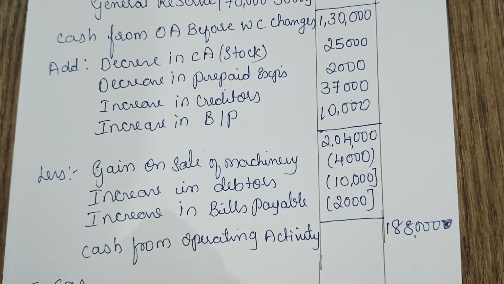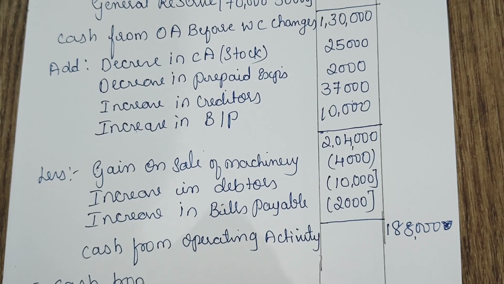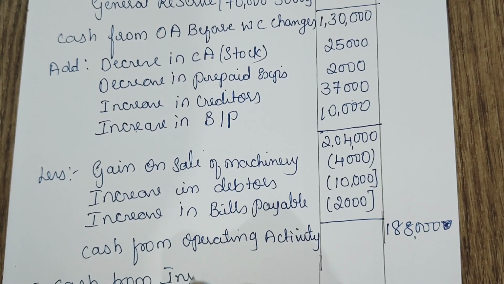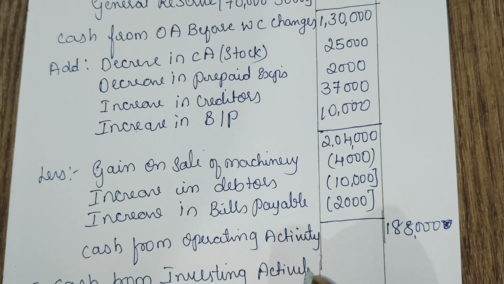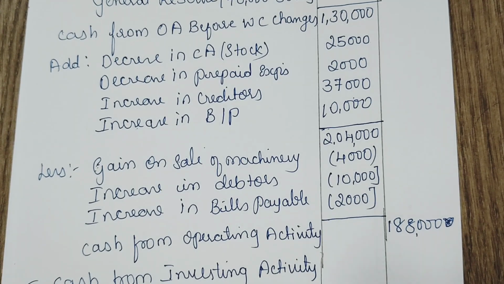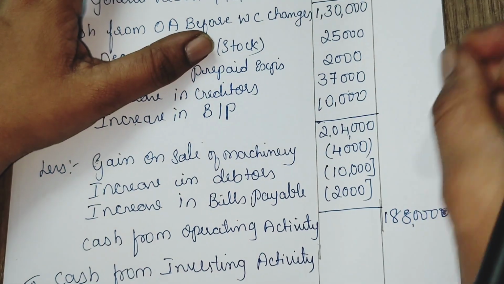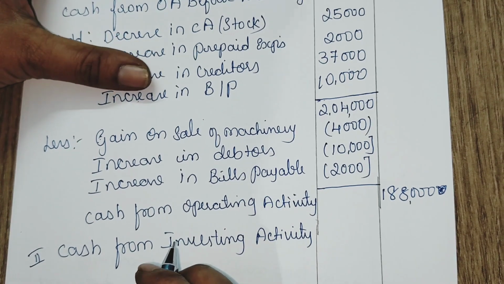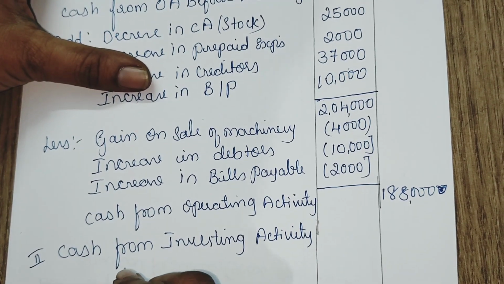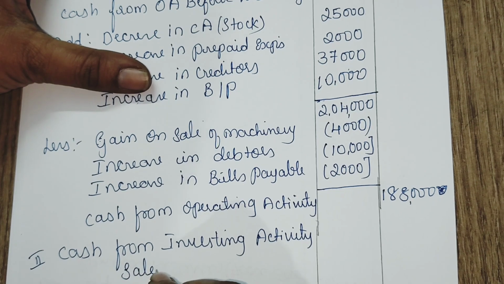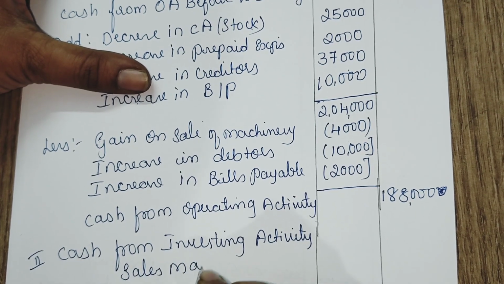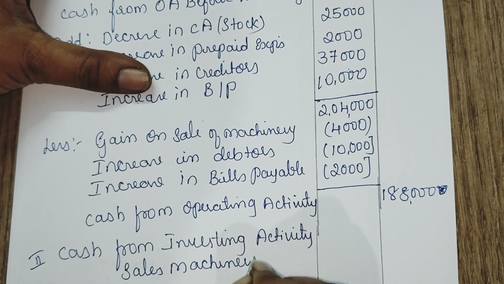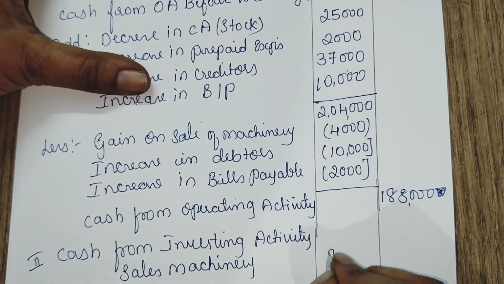The next, second is cash from investing activity. Investing activity means purchase and sales. We are going to consider in the investing activity, investment, the cash is going out for the investments. Here, sale of machinery. When you sell any machinery, cash is coming in or going out? So coming in, so that should be added, 8,000.